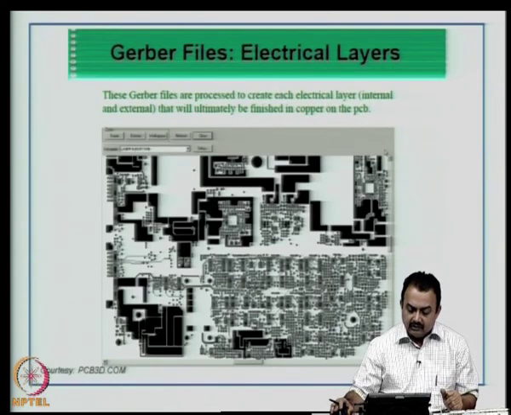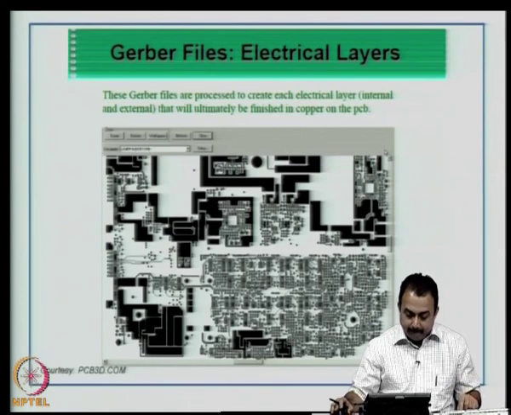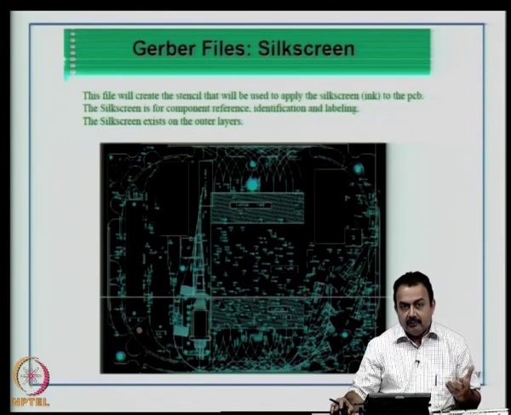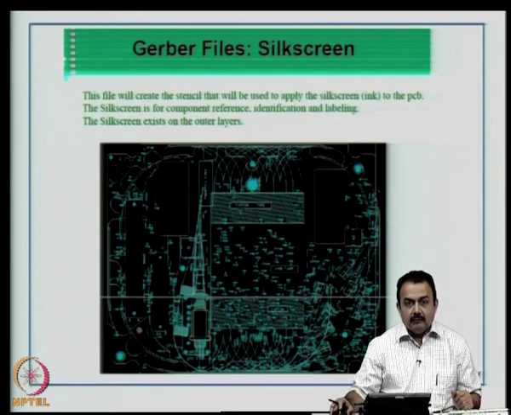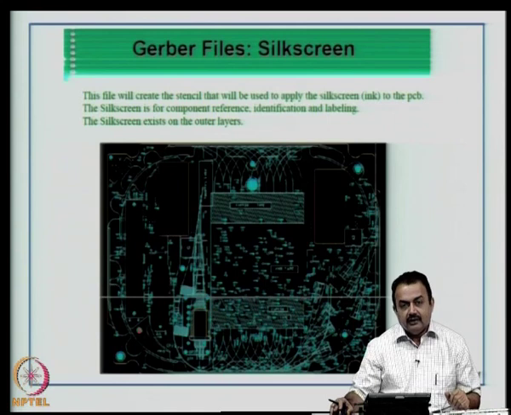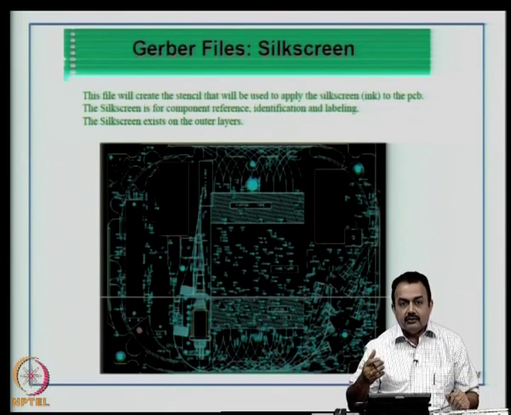Gerber files are processed to create each electrical layer, internal and external both, that will ultimately be finished in copper on the PCB. So, this is an example you see of a plotted Gerber file for a particular electrical layer. You can create multiple electrical layers. Now, this is an example of a visual capture on a screen of a silk screen legend Gerber file. This file will create the stencil that will be used to apply silk screen printing, that is an ink that is used on the PCB.